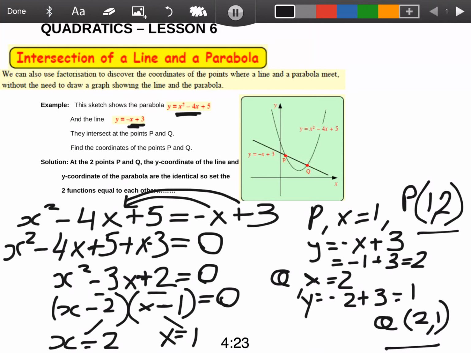Point P, point Q. Okay, look at the graph, it looks right, it makes sense. I know it's just a sketch, but do use it to help you. Okay.